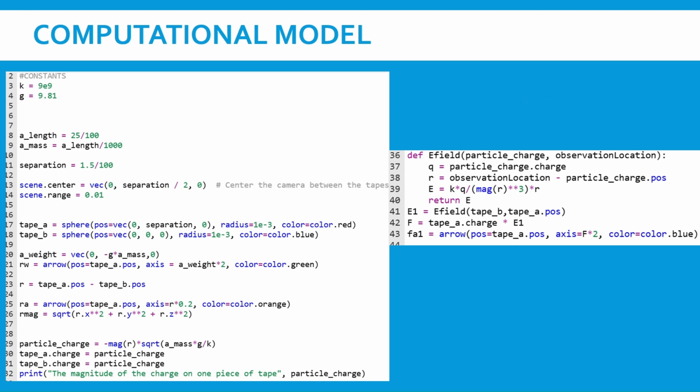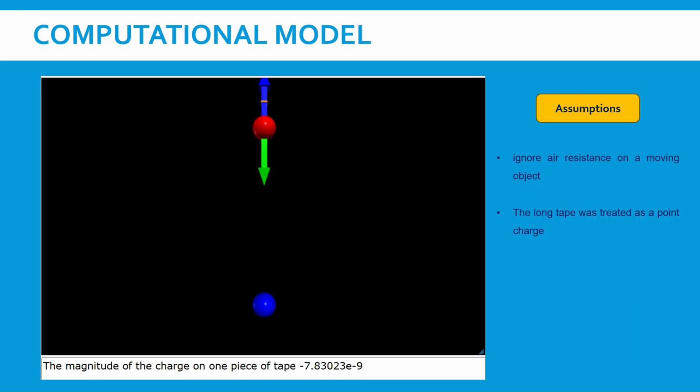So this is the computational model I built. Here I defined the charges and the separation, and then could create a visual representation that could also output the charge of the tape pieces. Some assumptions I took for this were that I could ignore the air resistance on the moving object, and that both tapes were treated as point charges.